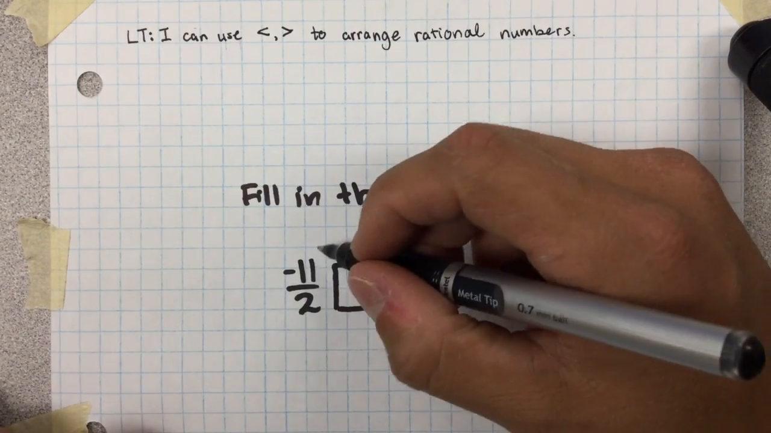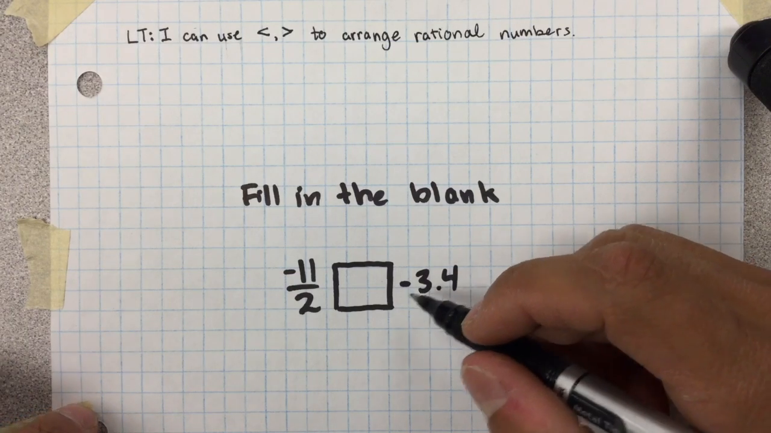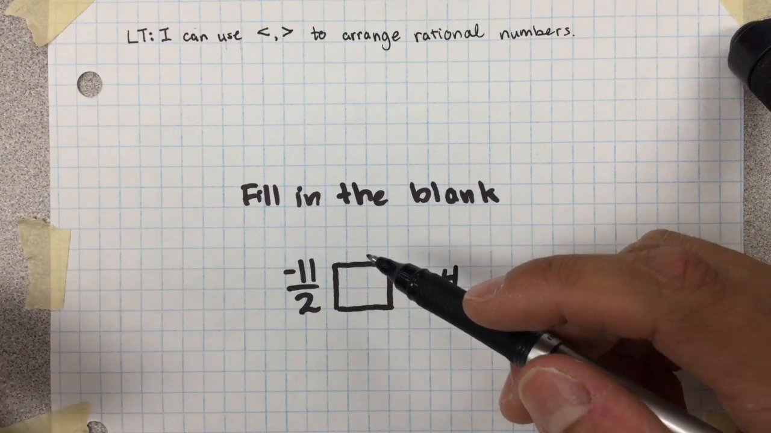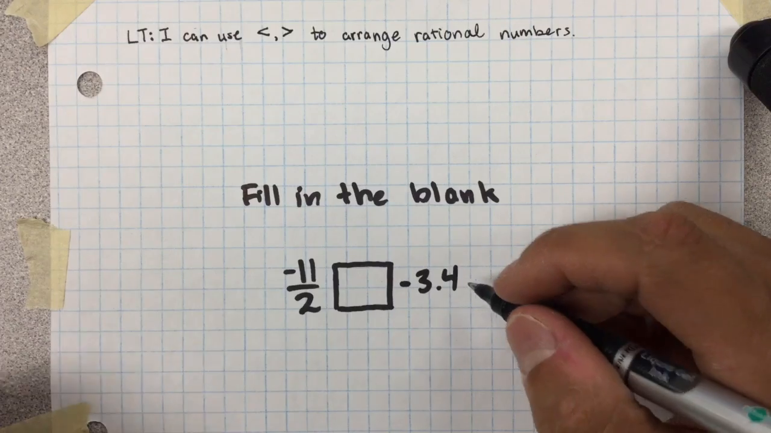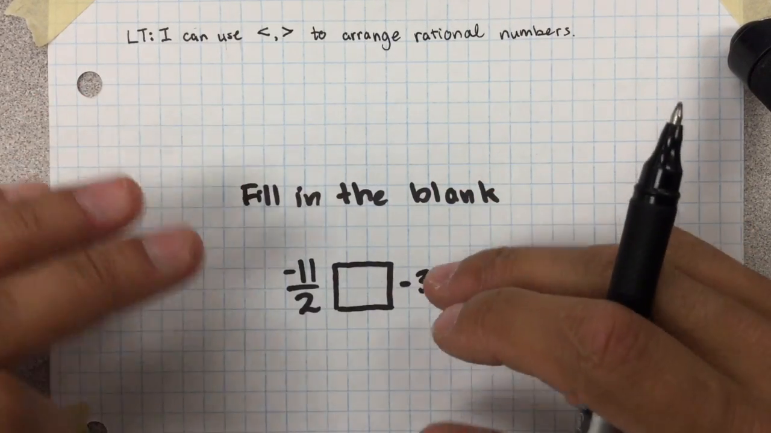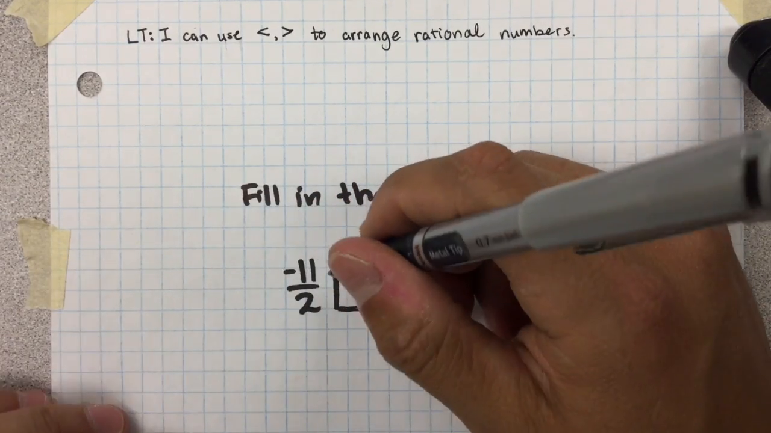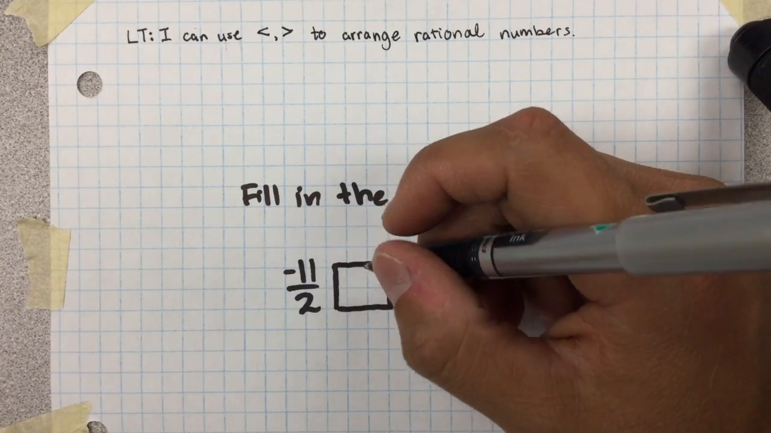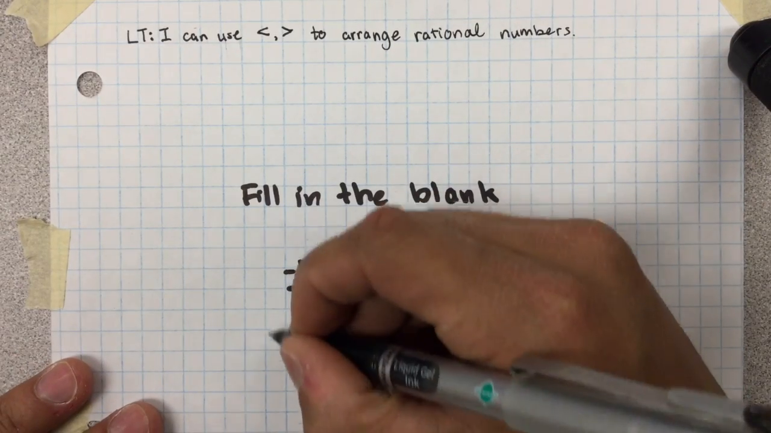One way to determine this is by either getting them both into fractions or both into decimals, or both into a proper fraction, and this one also into a proper fraction. But whatever it is, we want them to be the same type of rational numbers. So let's try to get them into proper fractions.